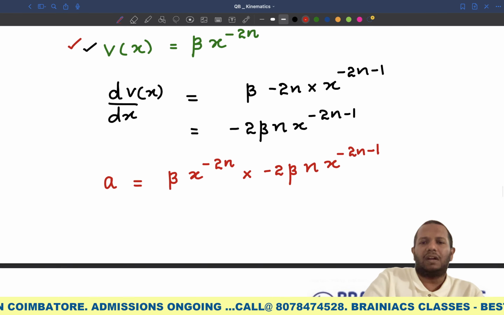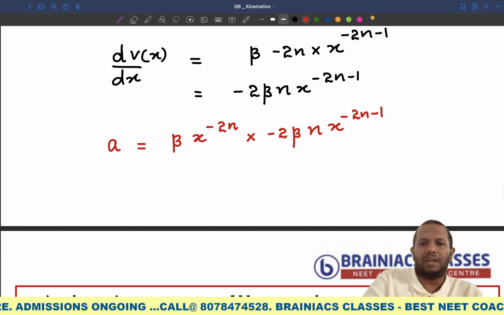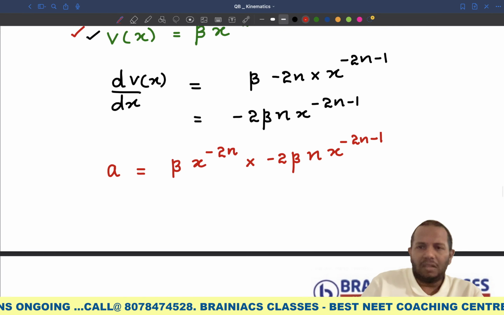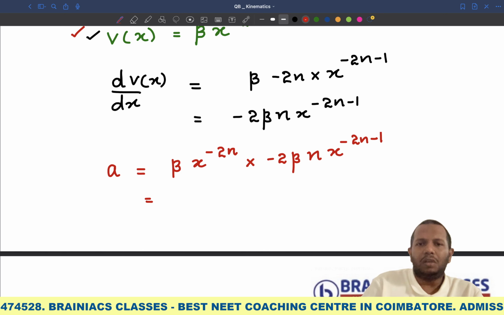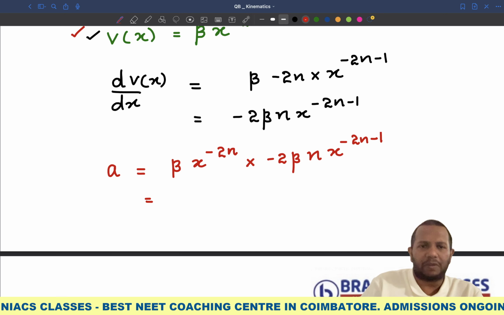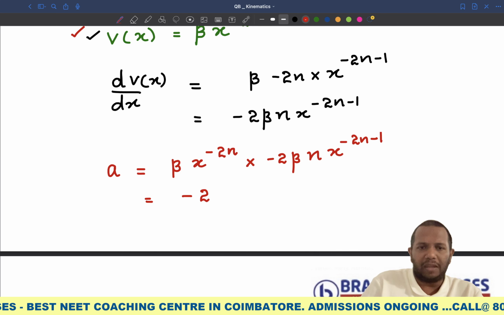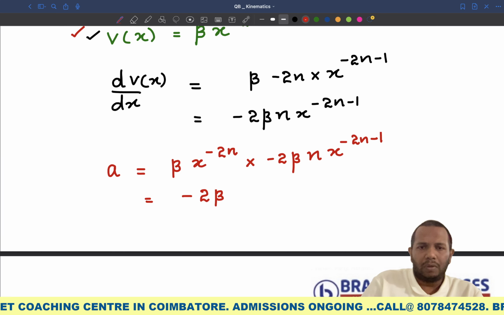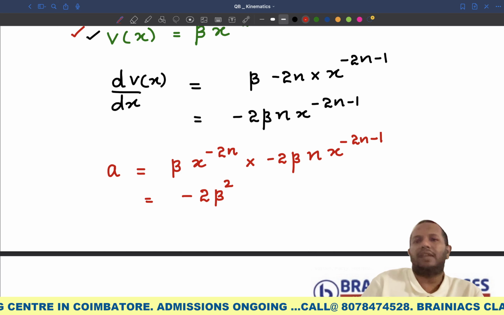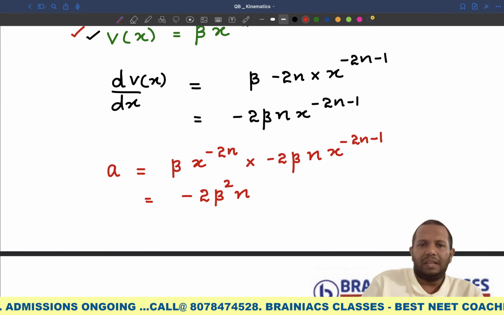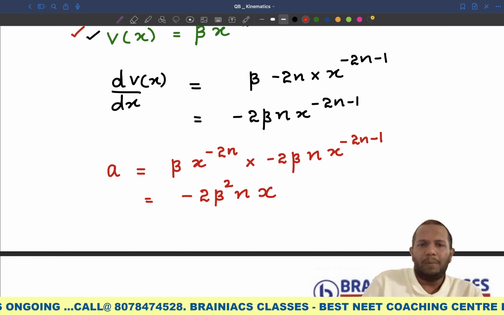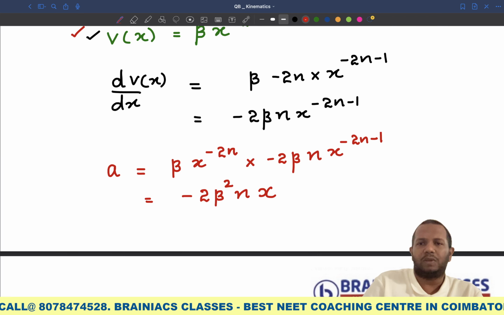So let us calculate this. On calculating, what will we get? Listen. So beta is there, and minus 2 is present one time, so let me write minus 2 beta square. Then you have one n present. So n times x raised to minus 2n, and here also x raised to minus 2n minus 1.